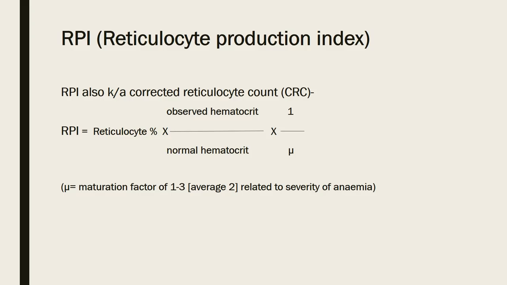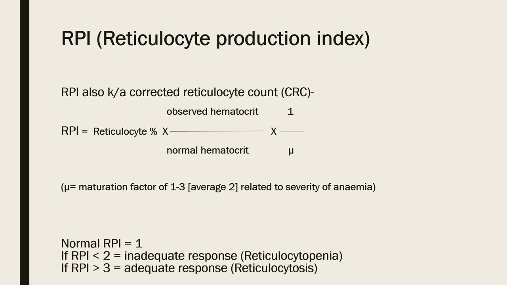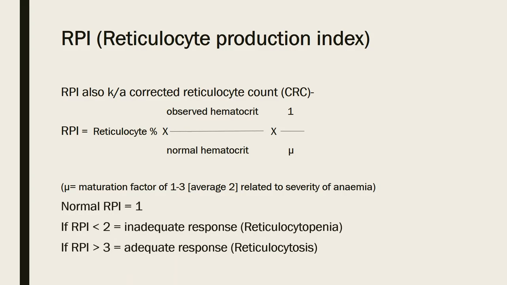The maturation factor ranges from 1 to 3, average 2, and it is related to the severity of anemia. If the child is having severe anemia, then the maturation factor will be 3. If having mild anemia, then 1. If moderate, then 2. So normal RPI is 1.